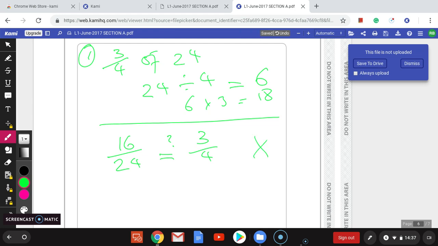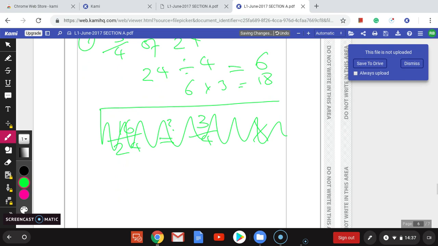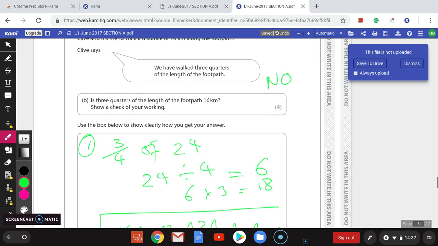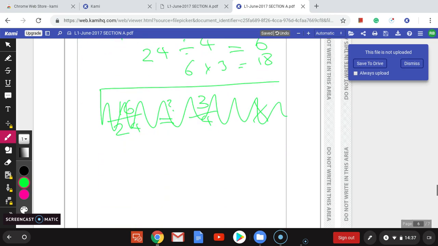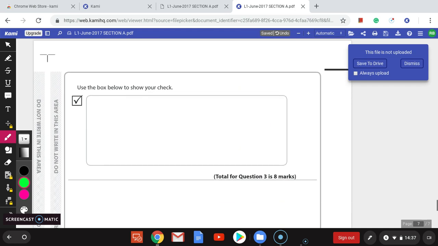So there's a couple of different ways of answering that question. I think the first is definitely the easiest. Just find 3/4 of 24 and check whether that's the same as 16. And we said it wasn't, so no. It's the answer to that question.